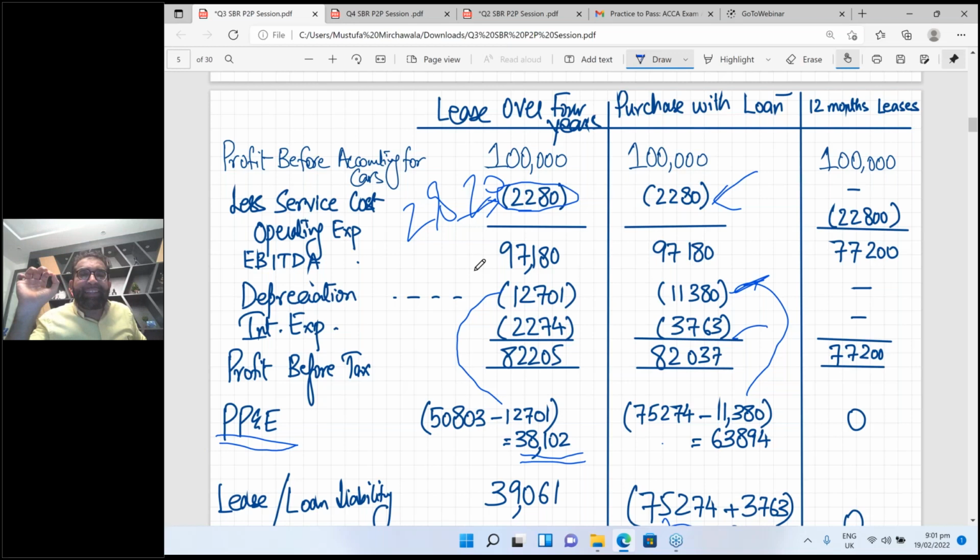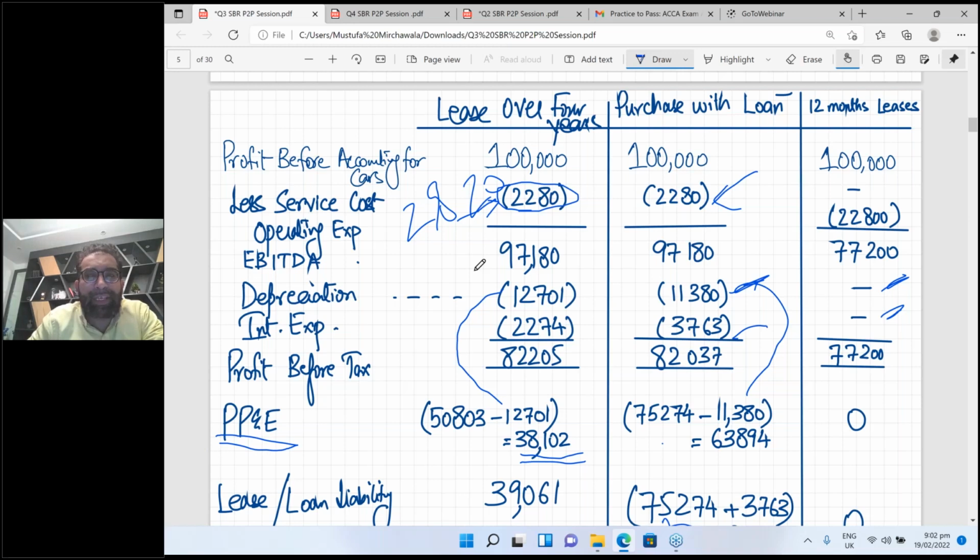EBITDA went down because EBITDA is profit before interest, tax, depreciation and amortization. But now you don't have any depreciation and amortization, and you booked everything before EBITDA. So definitely your EBITDA went down in this case. But as compared to the other cases, the EBITDA is high. Now in this case there is no depreciation, there is no interest, so your profit before tax will be 77,200.